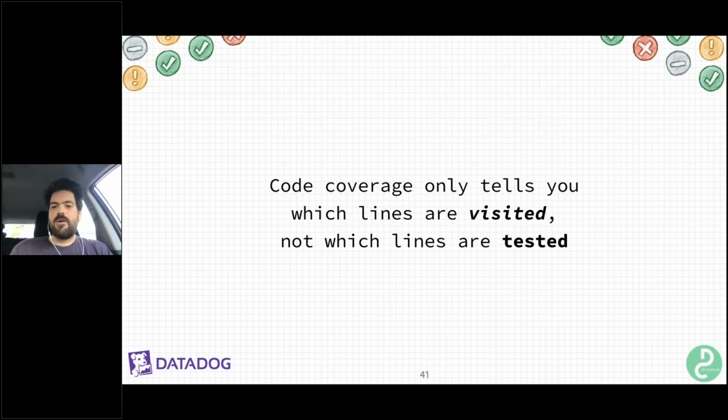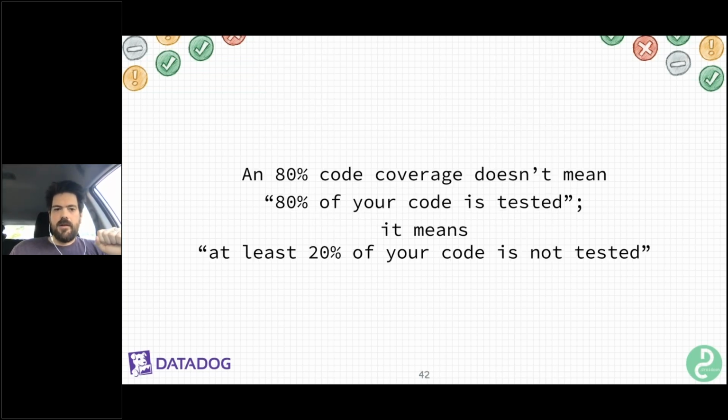Because it doesn't know if it is tested. So when you have a report that says you have 80% of code coverage, it doesn't mean that 80% of your code is tested. It simply means that at least 20% of your code is not tested.